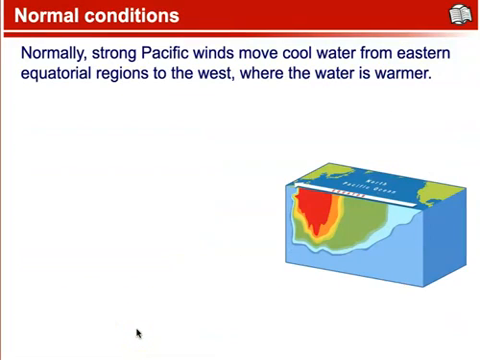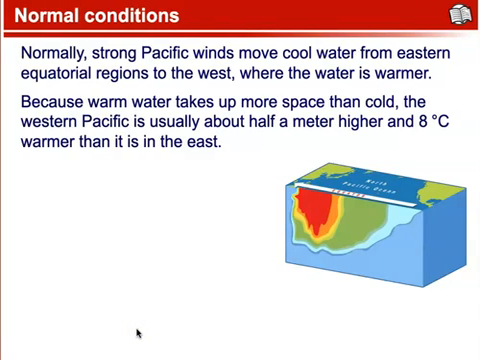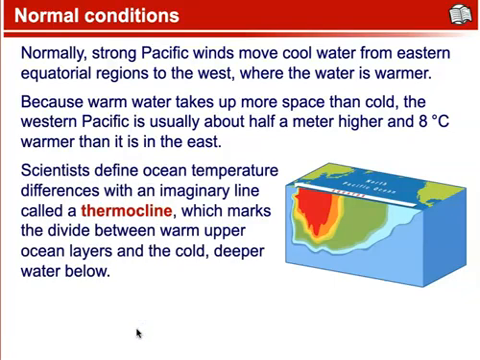Normal conditions. Normally, strong Pacific winds move cool water from eastern equatorial regions to the west, where the water is warmer. Because warm water takes up more space than cold, the western Pacific is usually about half a meter higher and 8 degrees Celsius warmer than it is in the east.